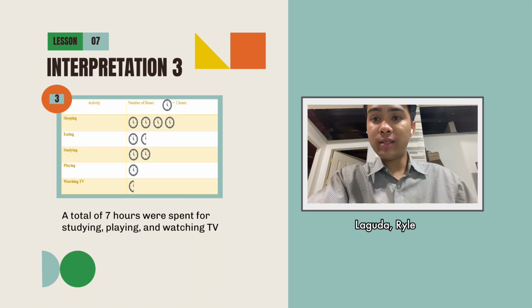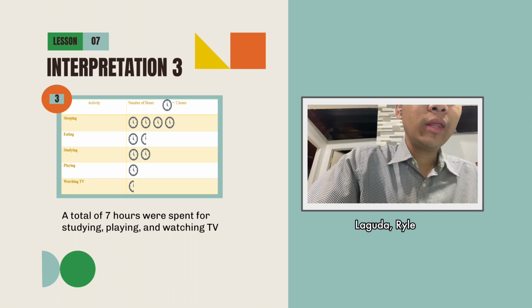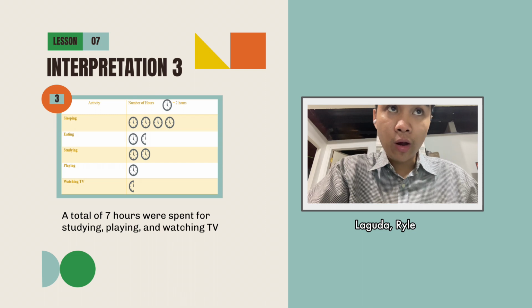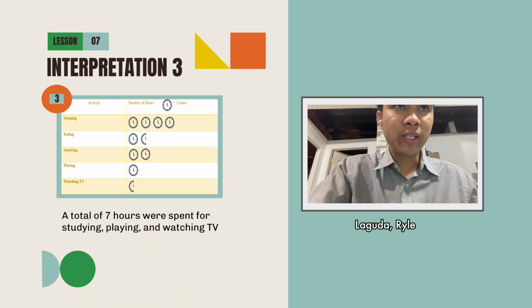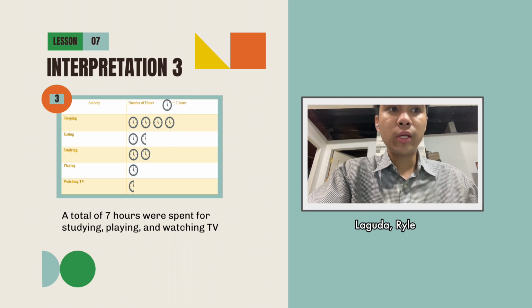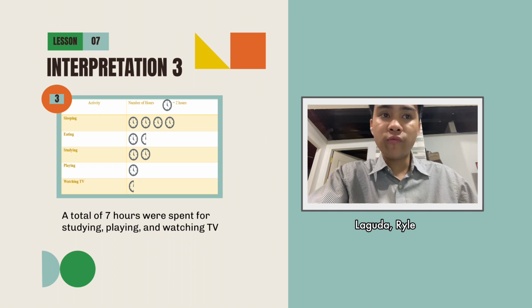Going on with the last sample, here we have the activity and the icon of the number of hours, but the icon here is the clock. The clock represents 2 hours. So now in the conclusion, the number of hours spent on studying, playing, and watching TV is equivalent to 7 hours total.